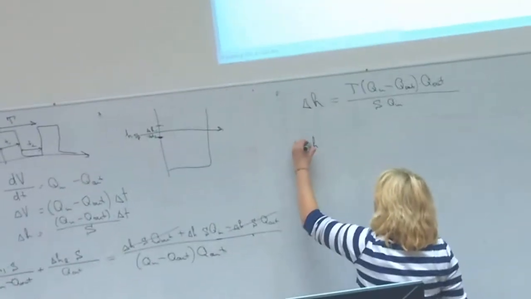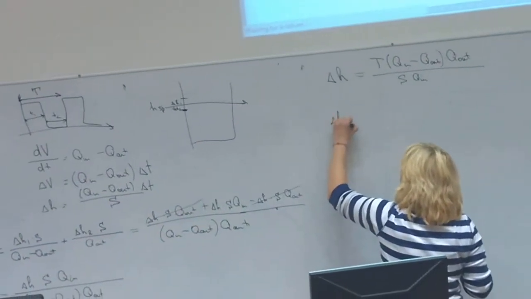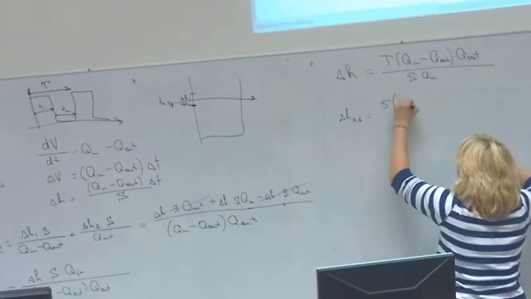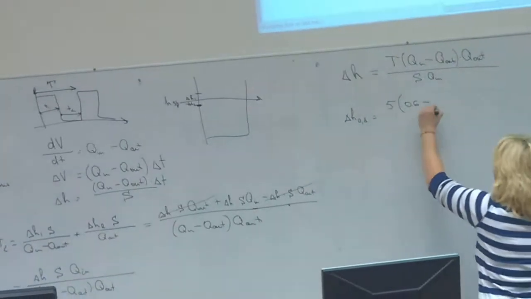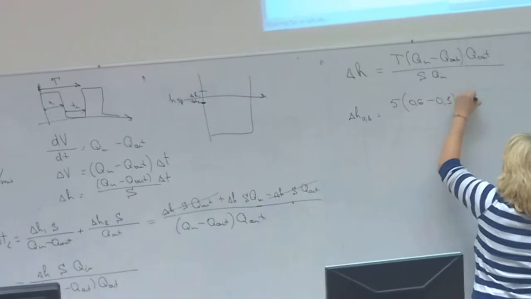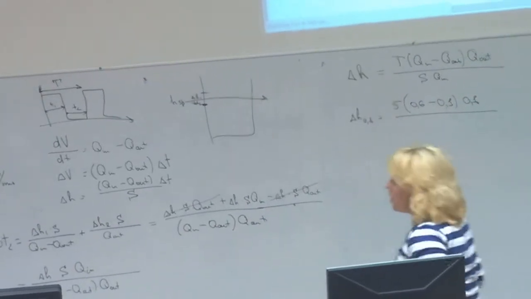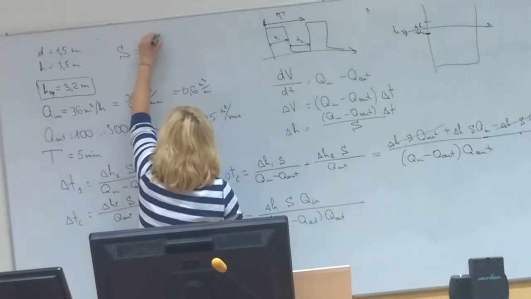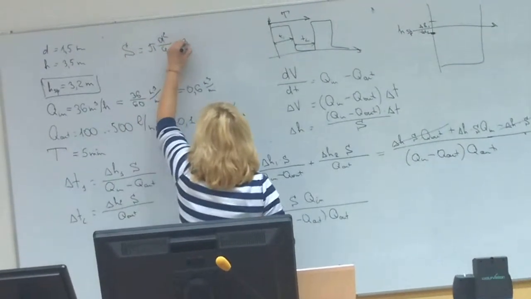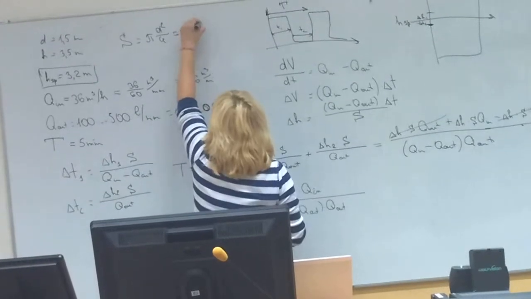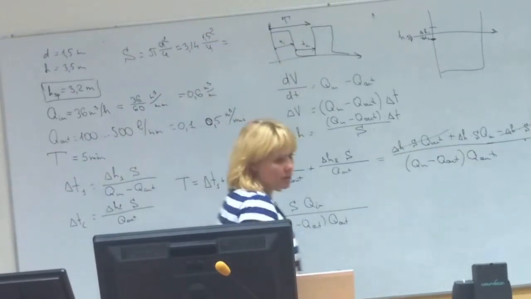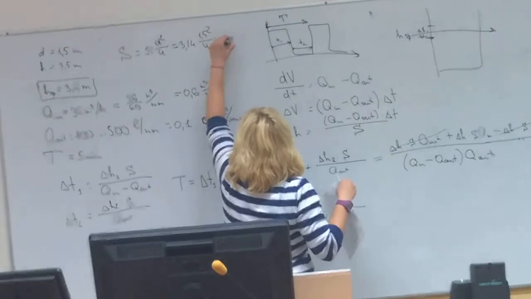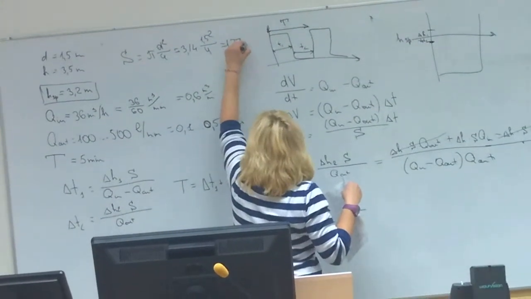So what error we will have? So Q in is 0.6 minus Q out, which is minimal, multiplied by the minimal. Our area, and this will be what I have here, 1.77 square meters.